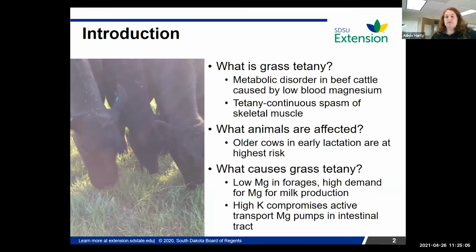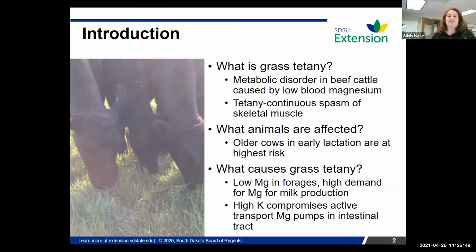And typically it's going to be our older cows that are in early lactation that are more prone to grass tetany because they have a constant drain on their system for magnesium due to that milk production. And typically it's going to be some of our older cows that are higher producing, and so they need higher levels of magnesium on a daily basis to maintain those blood magnesium levels. In addition to that, those older cows are not going to be able to readily mobilize magnesium from their bone stores like some of the younger animals can, which makes them more dependent on that daily intake of magnesium.